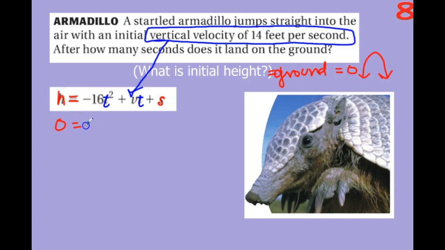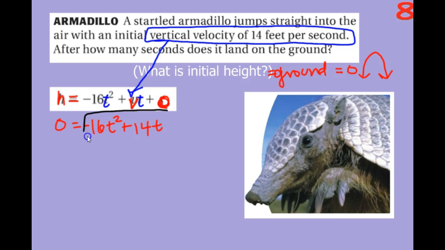So I'm just going to copy this down, negative 16t squared plus v. We know what v is. Our velocity was 14t. T is our time. We'll try to figure that out. And then plus s, our starting height was 0. You don't really need to add 0. It's not going to do anything to your equation. So this is my equation.